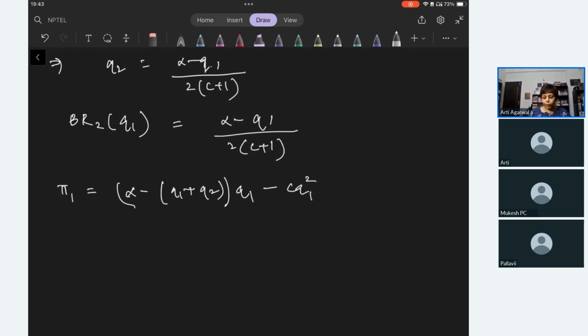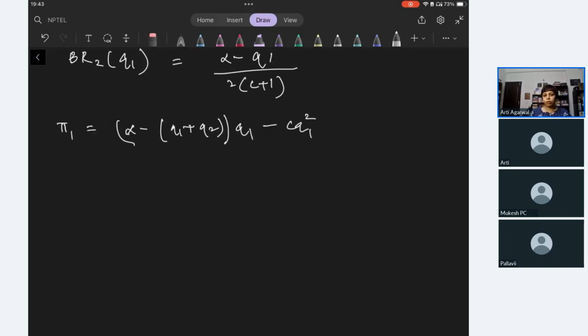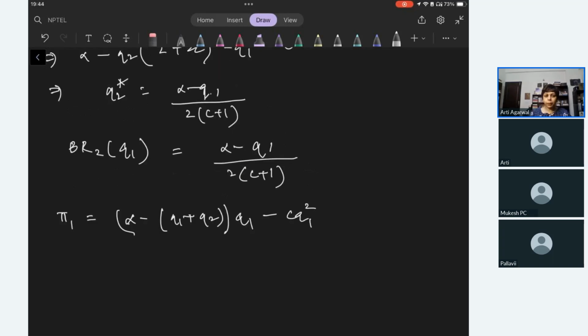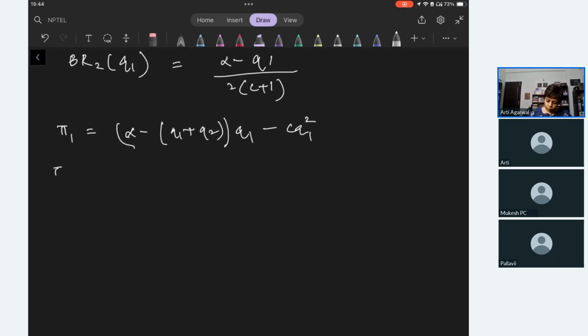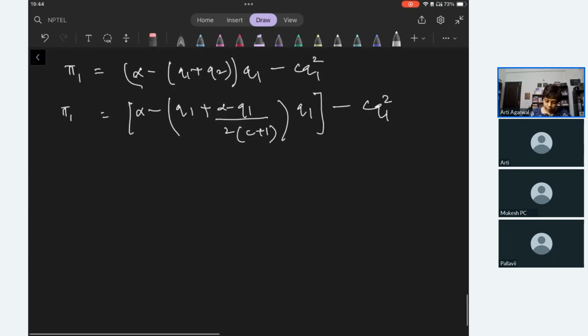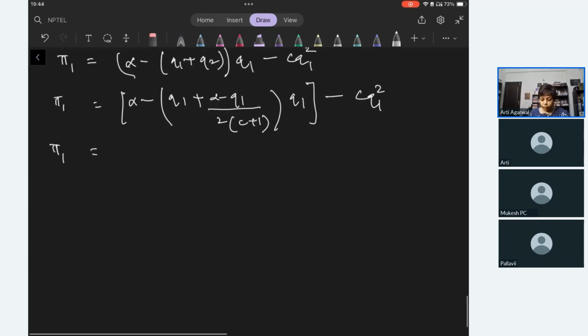Now we can plug in the value of Q2 here, because player one knows that player two will be doing this calculation to optimize. If you want, you can put a star here to denote optimizing their payoff. So pi 1 is equal to alpha minus Q1 plus what is Q2? Alpha minus Q1 upon 2C plus 1. We haven't really differentiated here yet. We are just writing the profit function first.